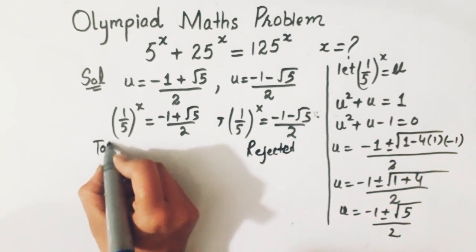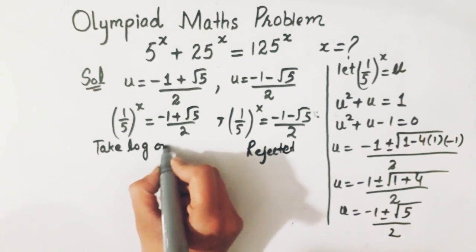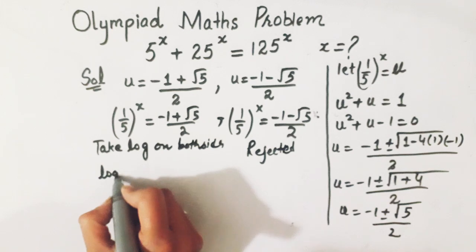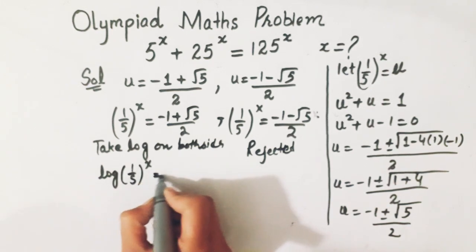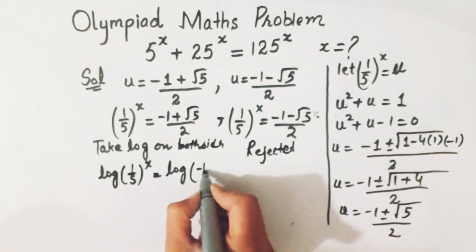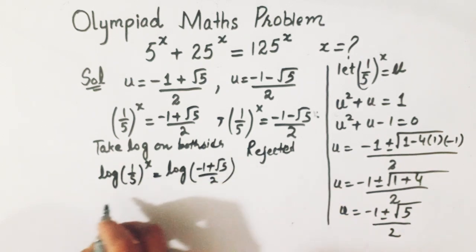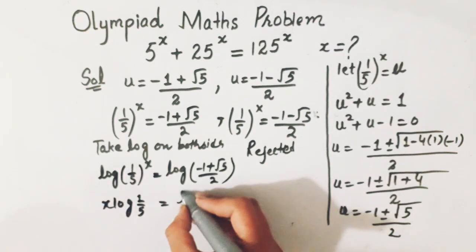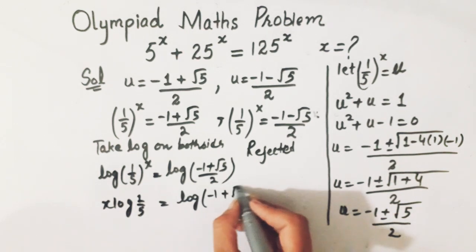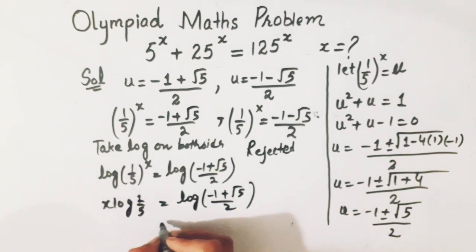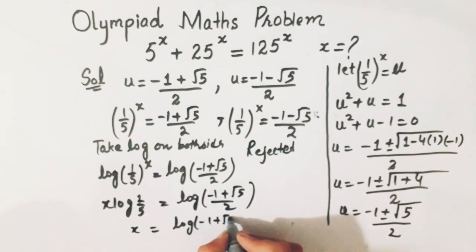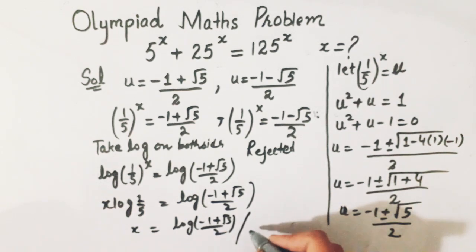So take log on both sides. So x log of 1 by 5 power x equals log of minus 1 plus root 5 by 2. So x is in the start. We have log 1 by 5 and this is log of minus 1 plus root 5 by 2. Now this log 1 by 5 is divided. So x equals log minus 1 plus root 5 divided by 2 is divided by log of 1 by 5.